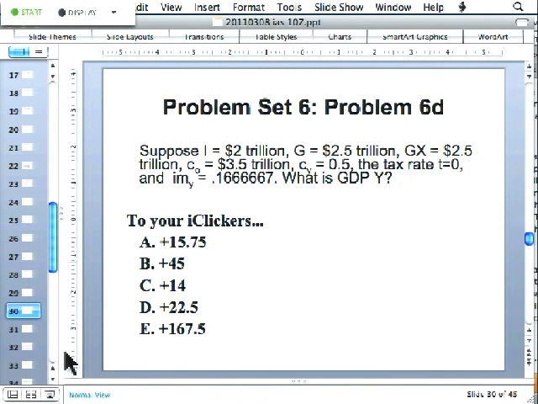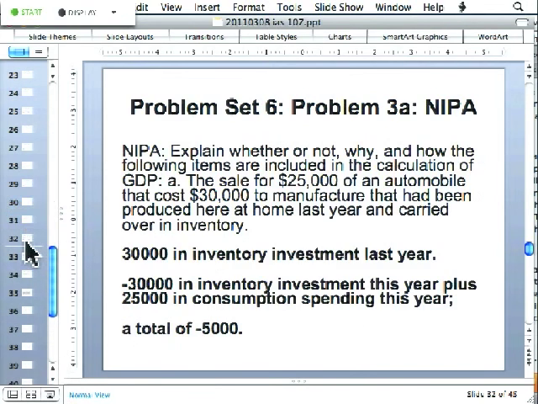And here we have the sale for $25,000 of an automobile that cost $30,000 to manufacture, but had been produced here at home last year and carried over in inventory. So since it was carried over in inventory, there was $30,000 in inventory investment last year, and the production of the car showed up as the creation of $30,000 in real GDP last year. This year, let's suppose oil's gone to over $100 a barrel, and this was a gas-guzzling car, so nobody really wants it anymore.